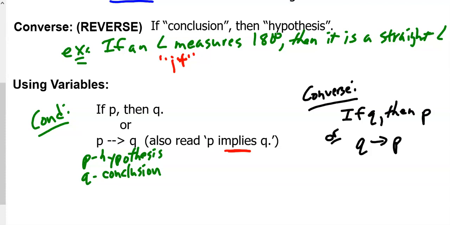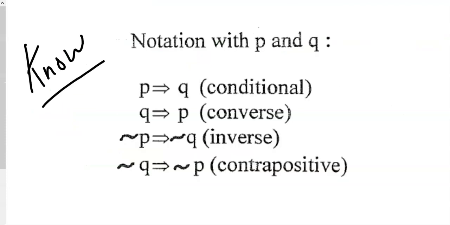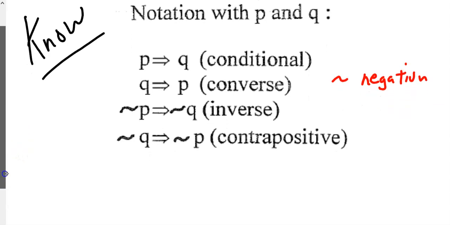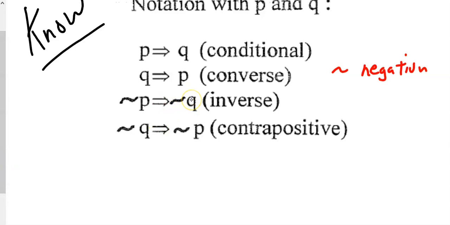Okay, so a few things that you definitely do need to know. We talked about the conditional and the converse. But we also have two other ones. We have the inverse, which is the negation of both the hypothesis and the conclusion. So that's what this little symbol here means. This is your negation symbol. And then the contrapositive is the reverse of your inverse. So if not Q, then not P.